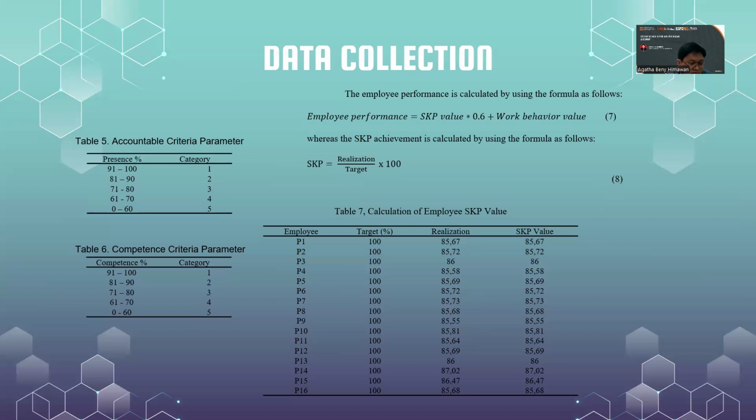Employee performance is the SKP value multiplied by 0.6 plus work behavior values, whereas this SKP assessment is calculated by using the formula as follows. SKP is realization divided by the target multiplied by 100.